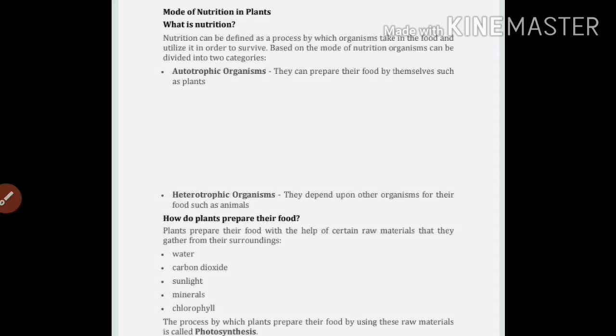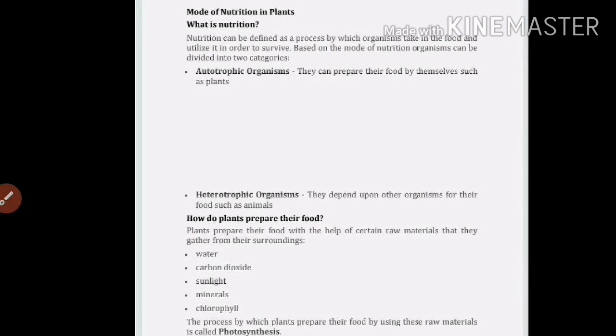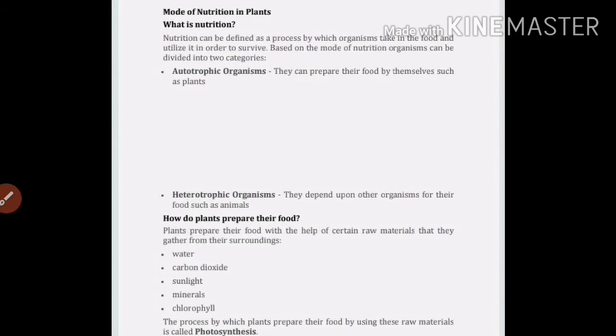Based upon the mode of nutrition, living organisms can be divided into two categories. First, autotrophic organisms. Second, heterotrophic organisms. So what are autotrophic organisms? They can prepare food by themselves, such as plants. Yes, we all know that plants make their own food. So plants are obviously an example of autotrophic nutrition.